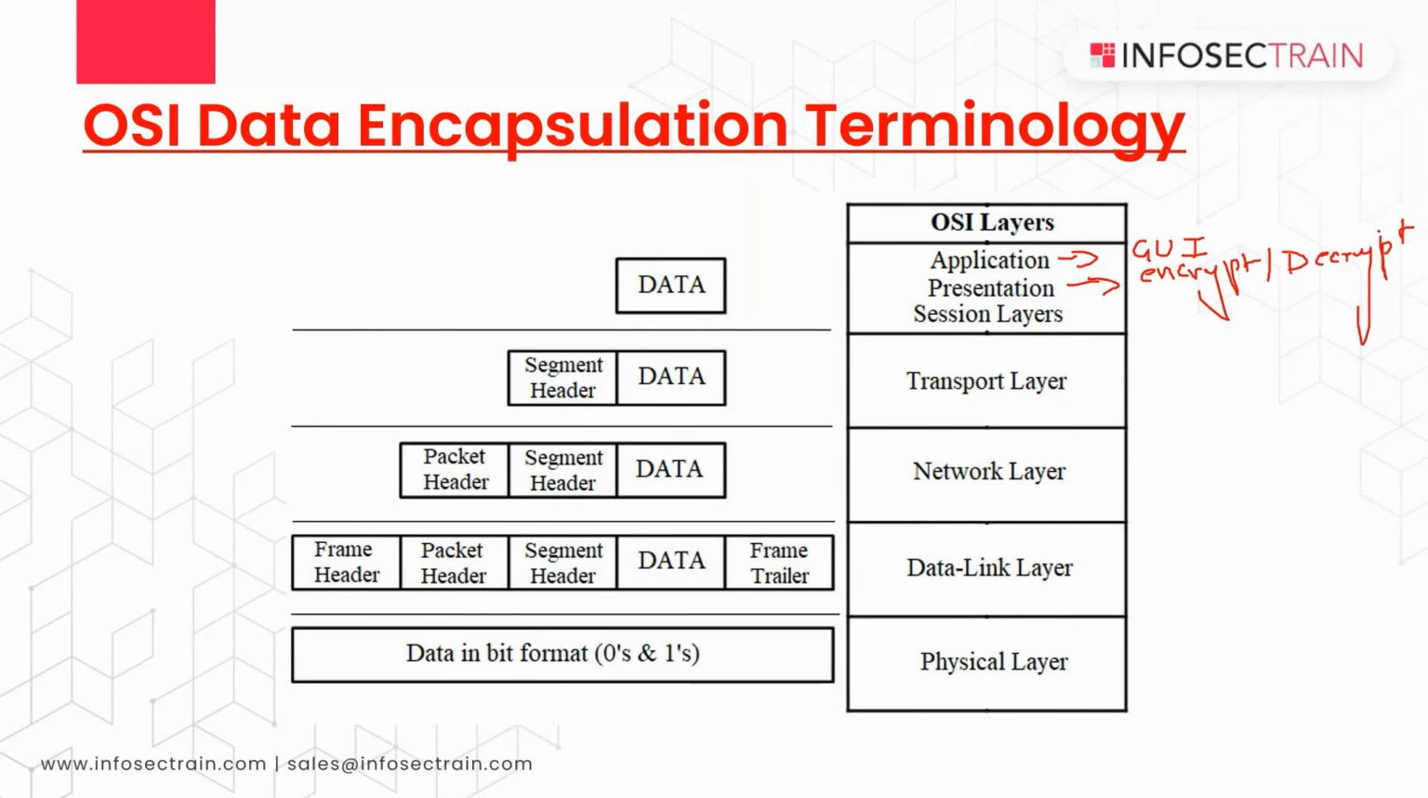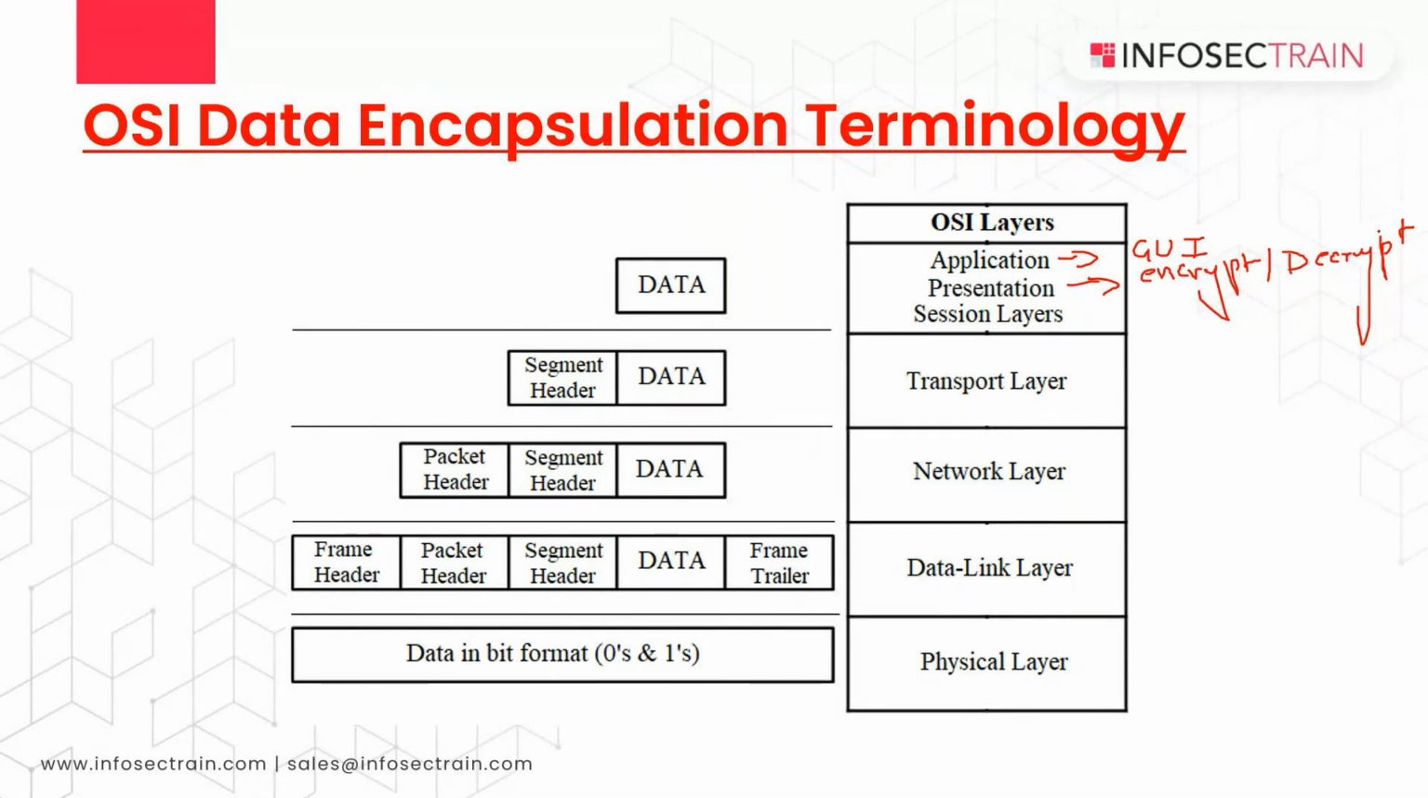Why is compression of data needed when I'm sending data to someone? Anyone? For fast delivery. If the data is not compressed, the bandwidth will be used more. If I am compressing the data, less bandwidth will be used, and in less bandwidth I will be able to send more data. That is the use of compression. Then conversion of data also happens in the presentation layer.